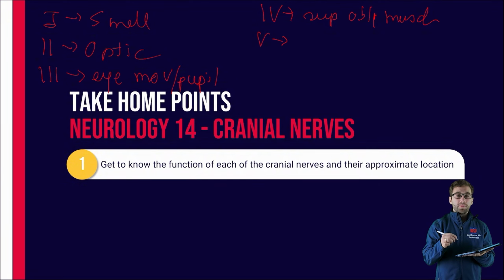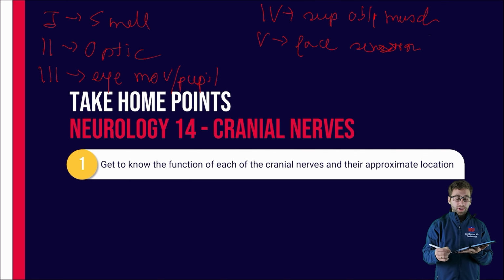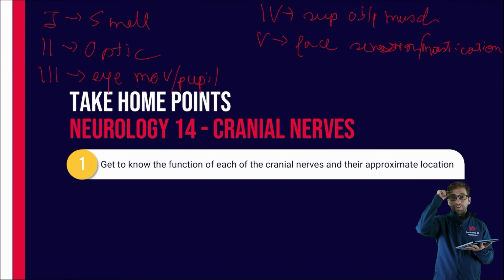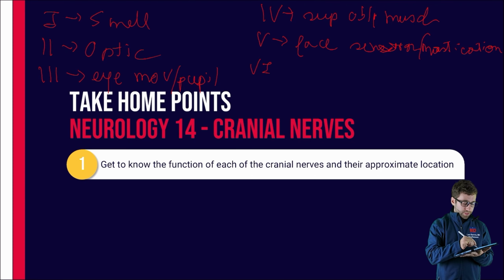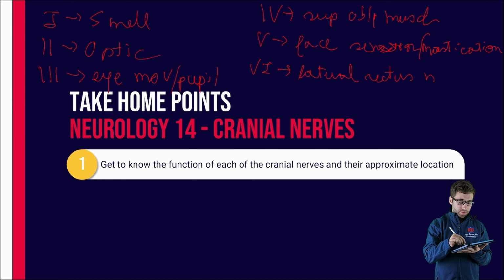The fifth one is one of the most important nerves, the trigeminal nerve, which provides sensation to the face, face sensation, and motor functions for mastication. It has three branches, the ophthalmic, the maxillary, and the mandibular branch, located in the pons. And the sixth nerve is the abducens nerve that controls the lateral rectus muscle, responsible for abduction, okay?